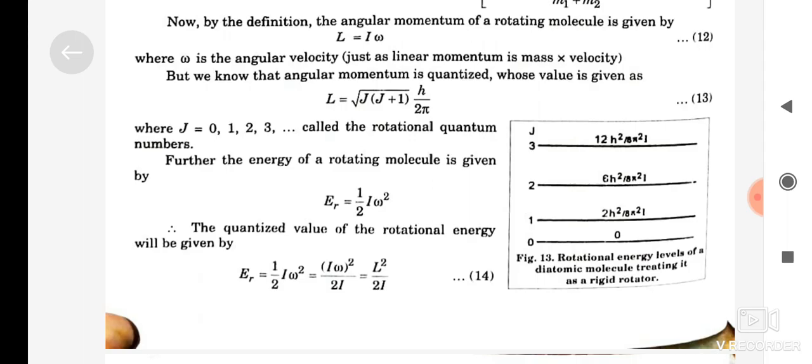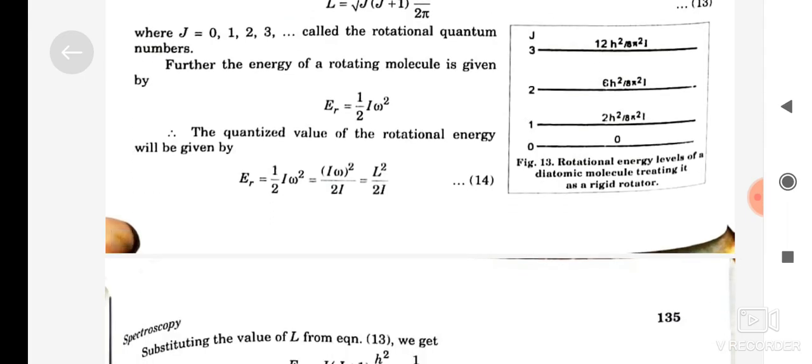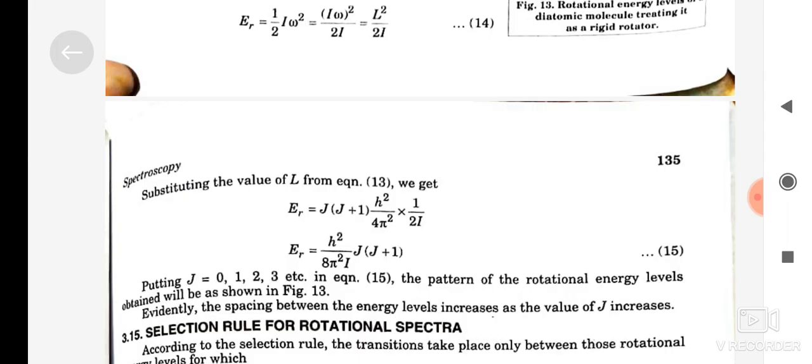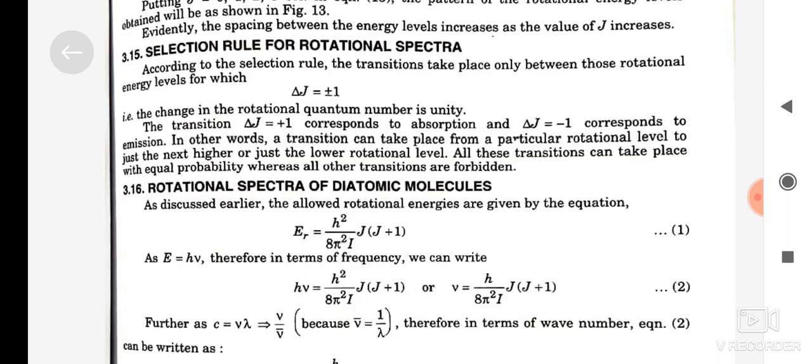Further, the energy of the rotating molecule is given by Er is equal to 1 upon 2 I omega square. The quantized value of the rotational energy level will be given by Er is equal to L square by 2I. Substituting the value of L from equation 13, we get Er is equal to h square upon 8 pi square I into j into j plus 1. By putting j is equal to 0, 1, 2, 3, etc. in equation 15, the pattern of the rotational energy levels will be shown in figure 13. Evidently, the spacing between the energy levels increases as the value of J increases. Selection rule for rotational spectra.